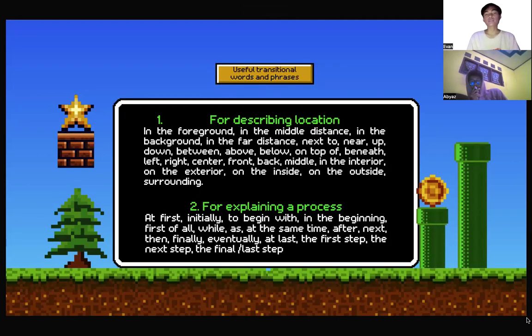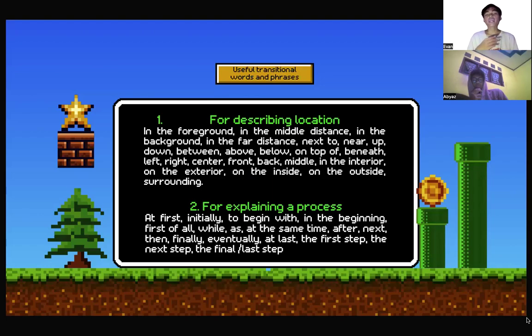Next, we're going to discuss useful transitional words and phrases. First, for describing location, you can use: in the foreground, in the middle distance, in the background, in the far distance, next to, near, up, down, between, above, below, on top of, beneath, left, right, center, front, back, middle, in the interior, on the exterior, on the inside, on the outside, surrounding.